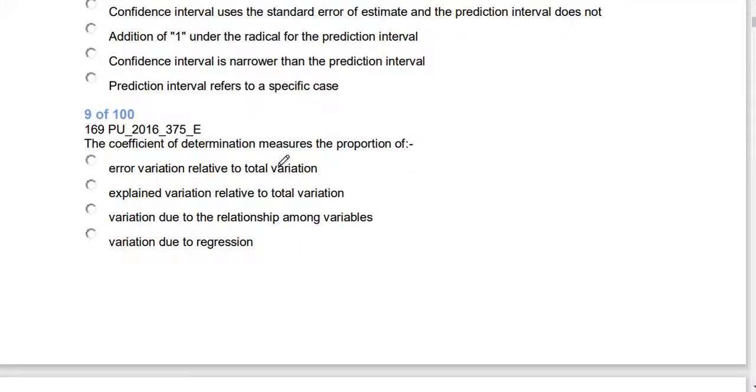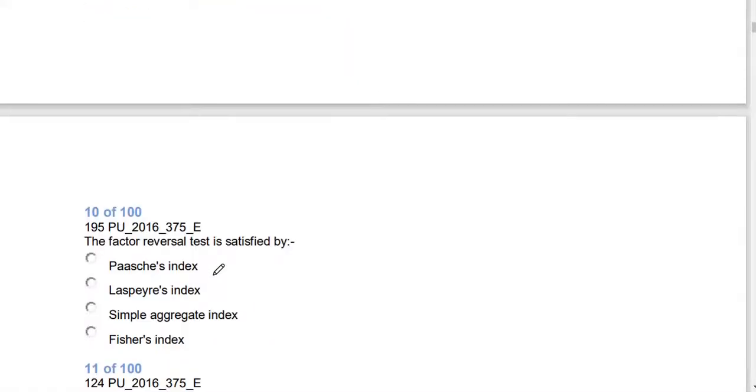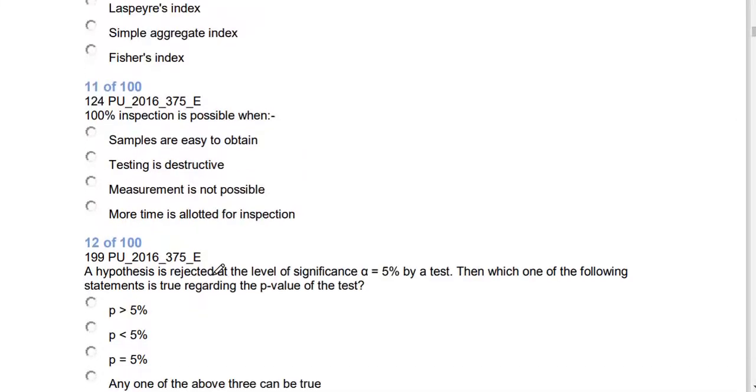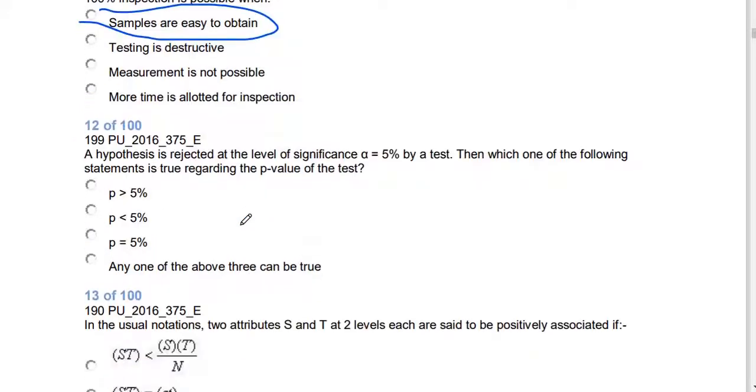This is a theory question: the coefficient of determination measures the proportion of explained variation to total variation. This is a repeated question from last year also. Factorial 100 function infection is possible when samples are easy to obtain, I think. You can refer to these 3 questions. A hypothesis is rejected at the level of significance alpha equal to 0.5% by a test. Which of the following statements is true regarding the p-value?